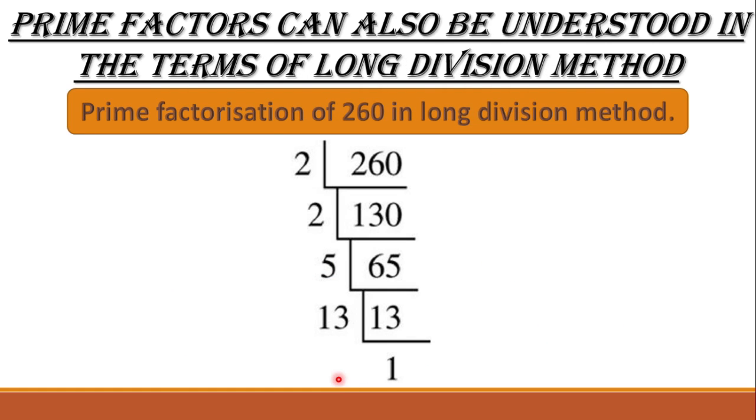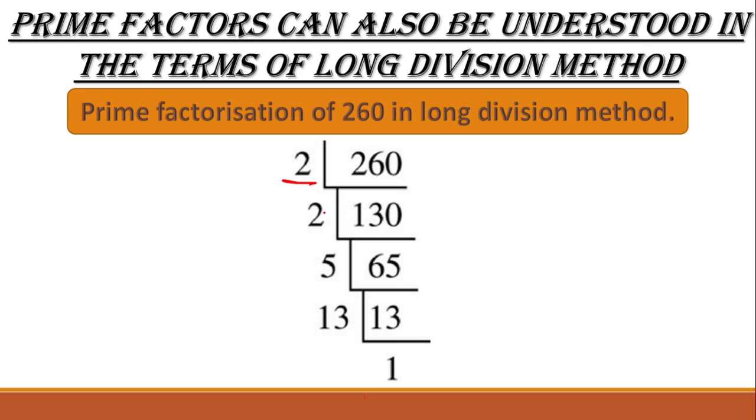Now, prime factors can also be understood in terms of the long division method. Like, this is the long division method. Now, let's see 260. So 260 can be written as 2 into 130. So here also we'll take prime numbers. So we'll take small prime numbers. So 2 into 130 is 260 and 2 into 65 is 130, and 65 can be written as 5 into 13, and 13 can be written as 13 into 1. So we should do it till 1, right?